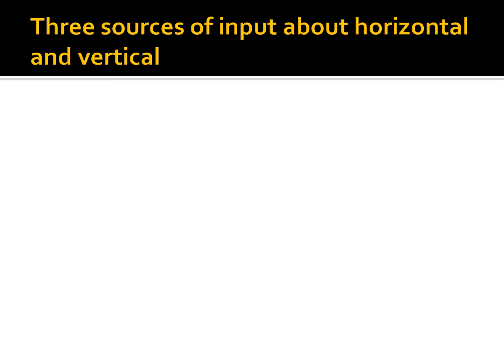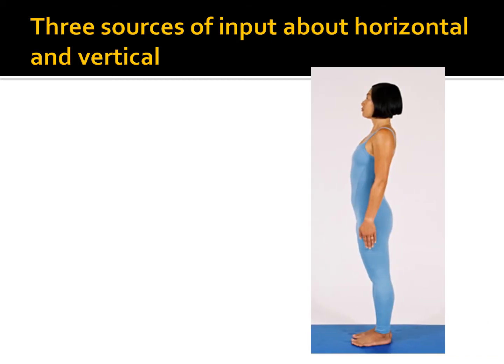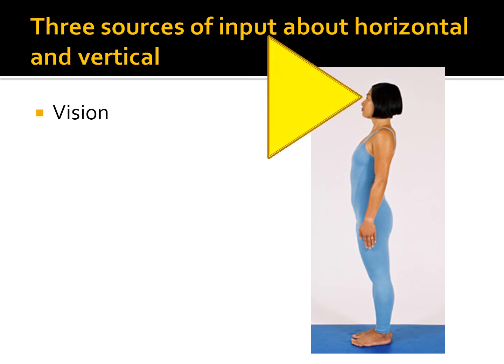Now, we have, as human beings, 3 sources of input about what is horizontal and what is vertical, and that is what allows us to remain upright. Here's our yoga practitioner again, and she can see what is vertical and what is horizontal with her vision. That's about 1/3 of all of the input regarding those factors. There is also, you may have heard of this, the vestibular sense.